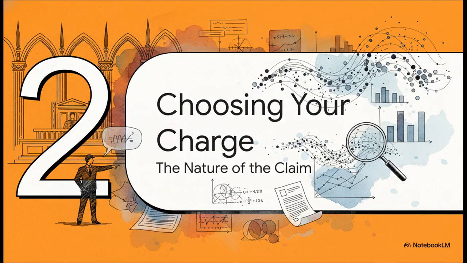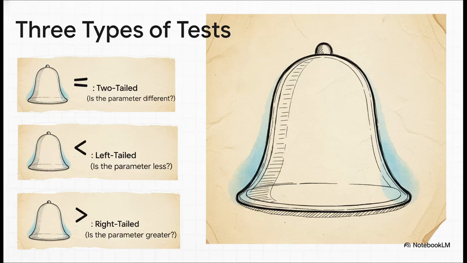Okay, so a prosecutor can't just walk into court and vaguely say, hey, I think something's up. No way. They have to be specific about the charge. And it's the same thing in statistics. We have to define the exact nature of our claim. And there are basically three ways we can frame this charge. A two-tailed test is like asking, hey, is this value just different than what we thought? Could be higher, could be lower, we don't care. A left-tailed test is more specific. Is the value actually less than we expected? And you guessed it, a right-tailed test asks, is the value greater? That little symbol we choose sets the entire strategy for the rest of the trial.